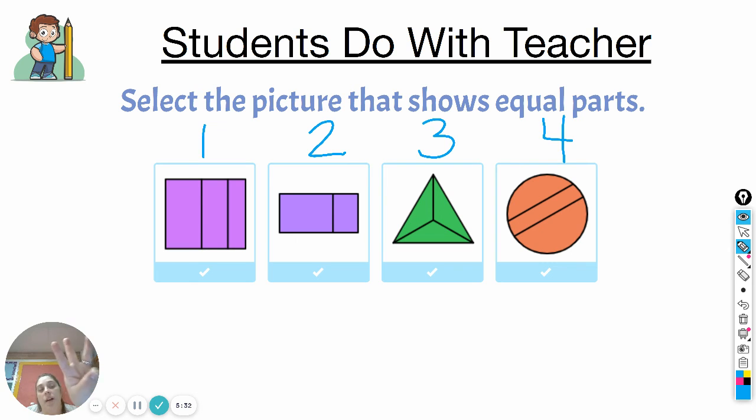You should have been holding up number 3. Number 3 is broken into thirds. You can see that all 3 pieces are exactly the same size. So this is broken into thirds.